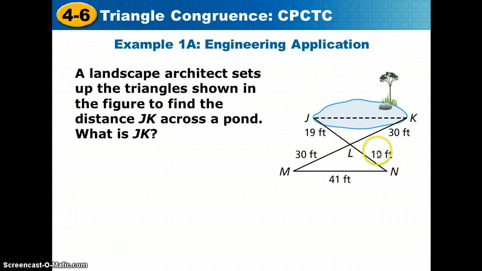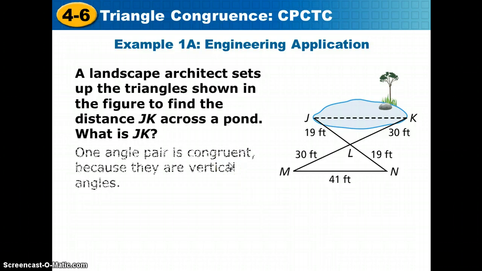So we have congruent sides here and here, but these vertical angles are congruent. So these two triangles, top and bottom, are congruent triangles by side, angle, side. If the triangles are congruent, then the corresponding parts are congruent. What part corresponds to JK? That would be MN. Since MN is 41 feet, JK should also be 41 feet.